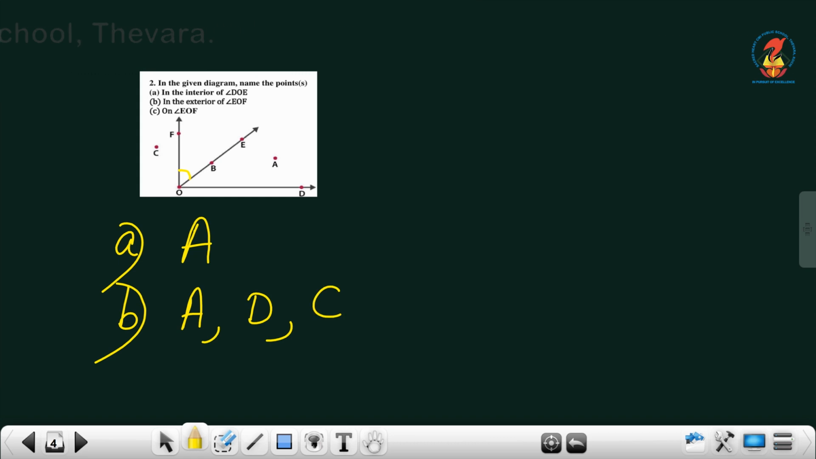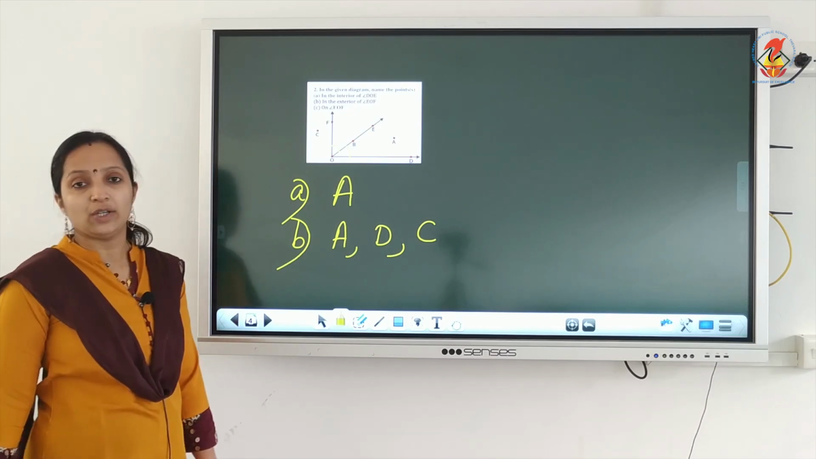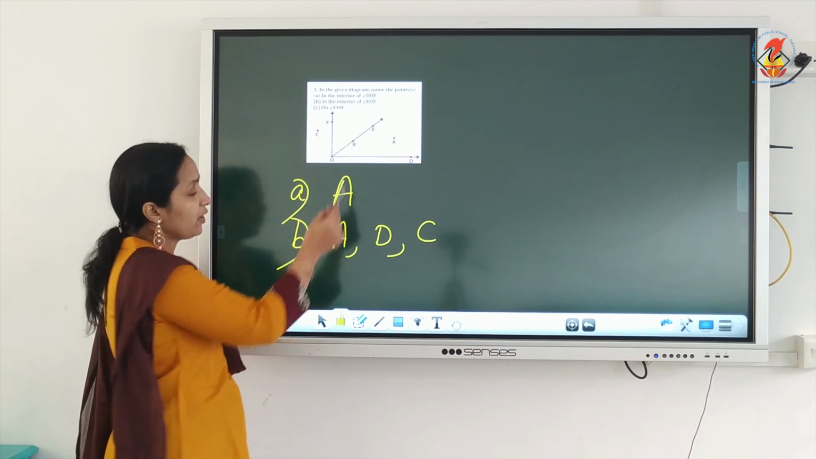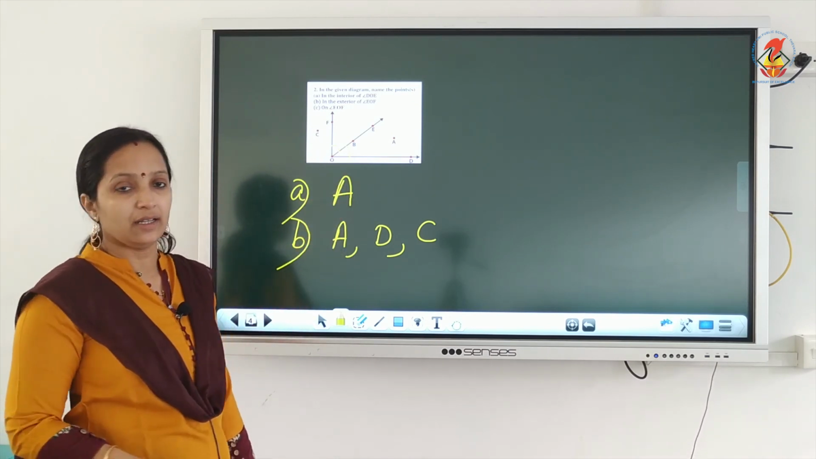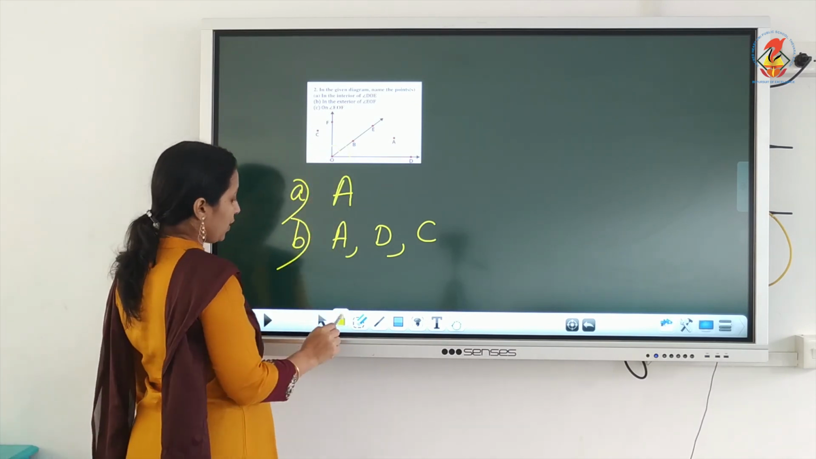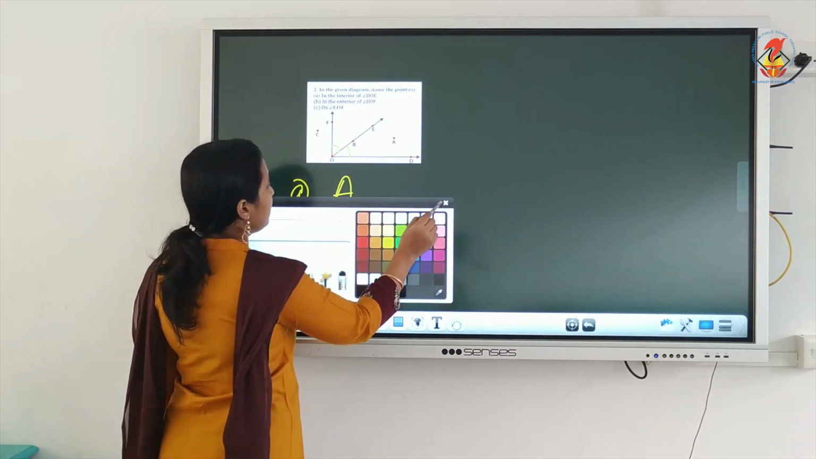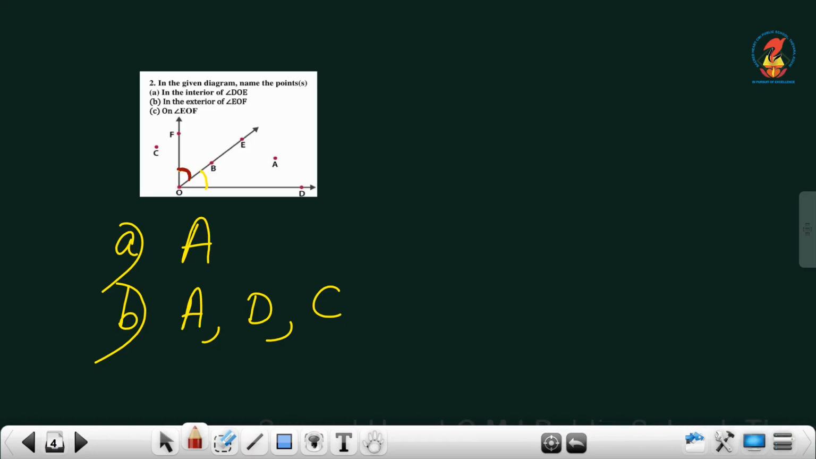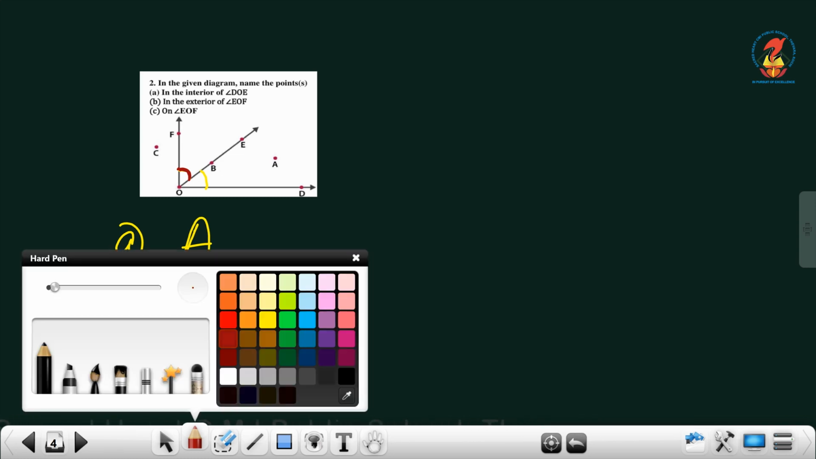Okay. What was the first question? Interior of angle DOE. So the point A is the answer. And what is the next question? In the exterior of angle EOF. Exterior of angle EOF means outside that angle. Outside this angle, which points are there? Point A is there. Point D is there. Point C is there.